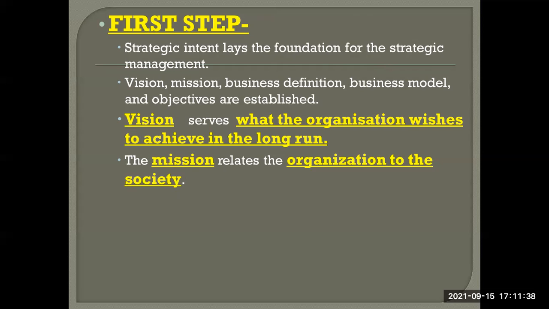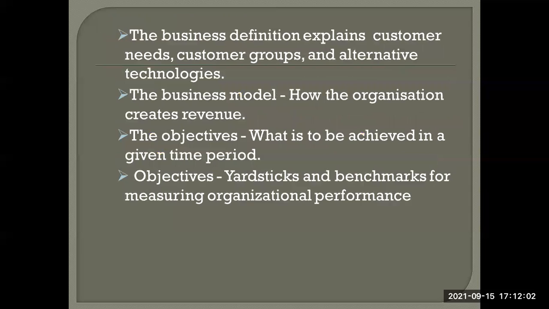So vision, mission, business definition, business model and objectives are established. So in first step of strategic management, you define vision, mission, business definition and business model. Vision serves what the organization wishes to achieve in the long run after 10 years. Mission relates to the organization's existence, its benefit to the society. Then next is the business definition, which explains customer needs, customer groups, and alternative technology.